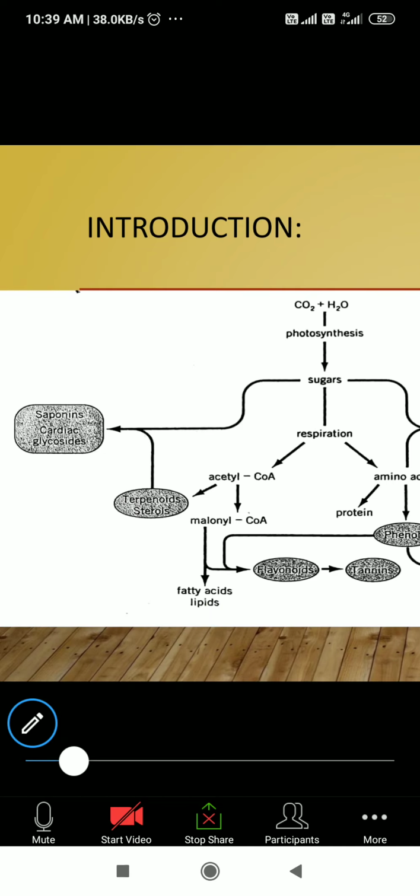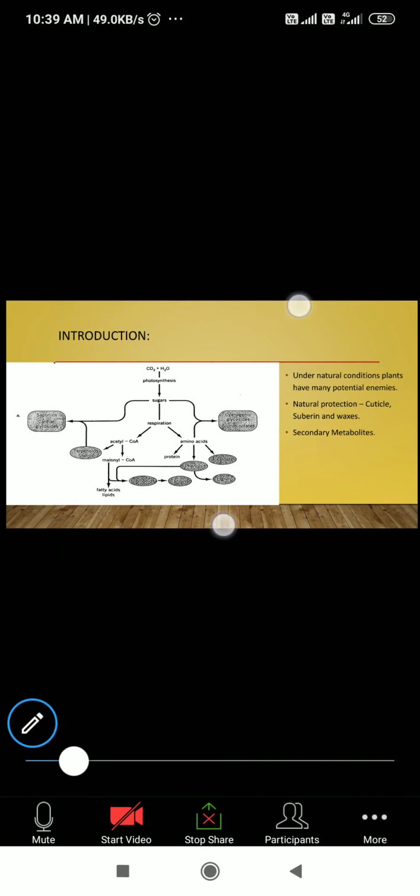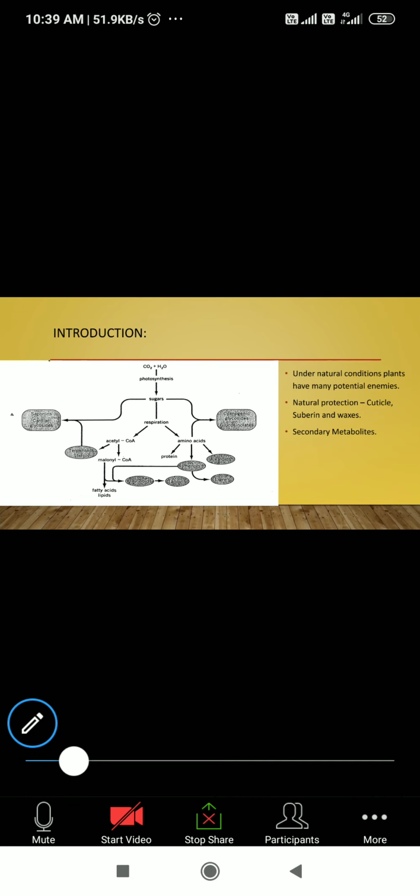Then from sugars, saponins or cardiac glycosides are formed directly. In another case, when the respiration process is occurring, acetyl CoA is formed in the mitochondria. Then from acetyl CoA, terpenoids or steroids are formed inside the cell. This is how the secondary metabolites are formed in the plant cells.